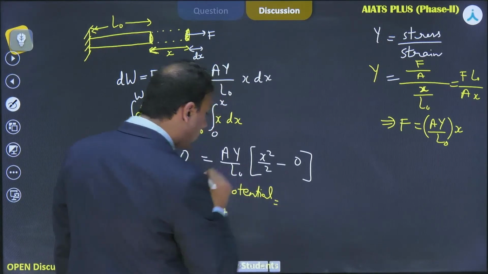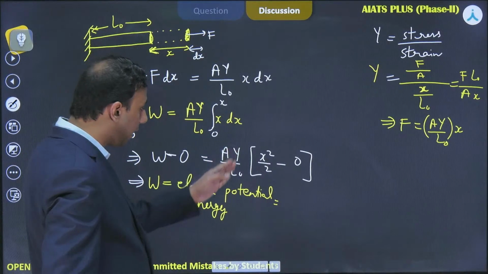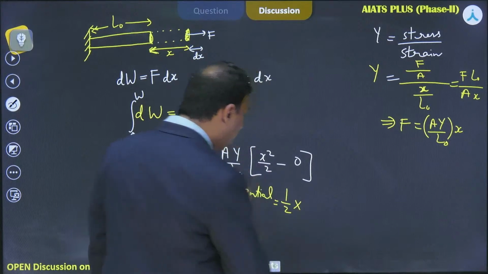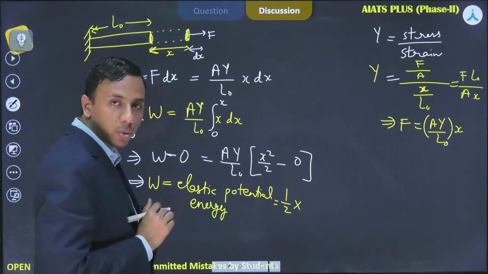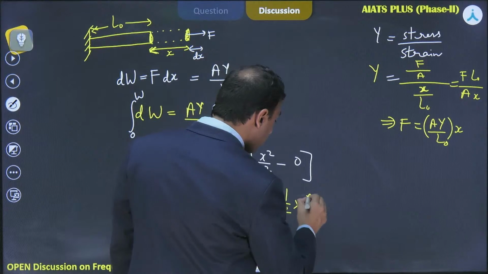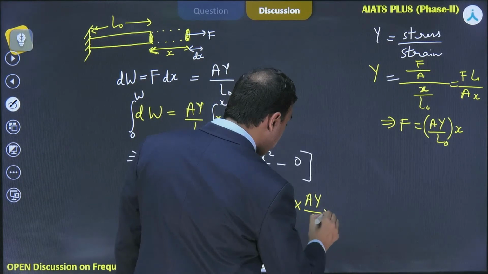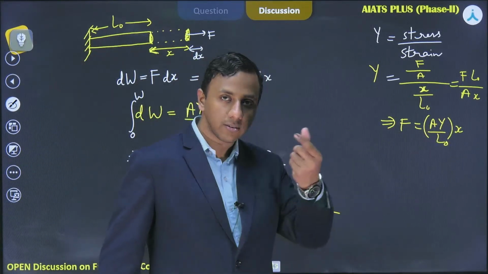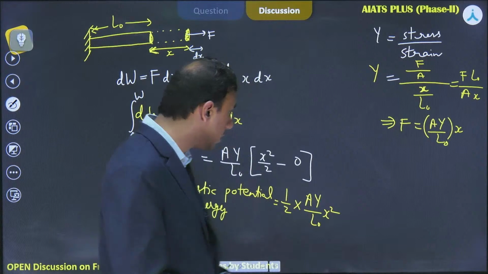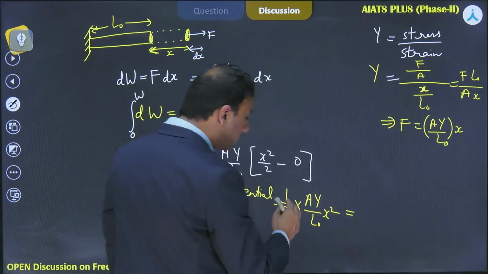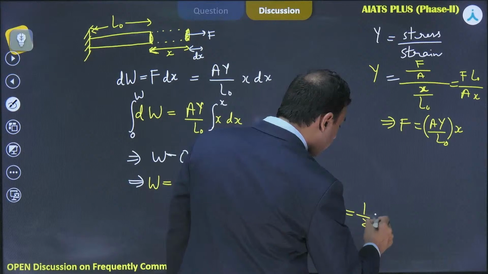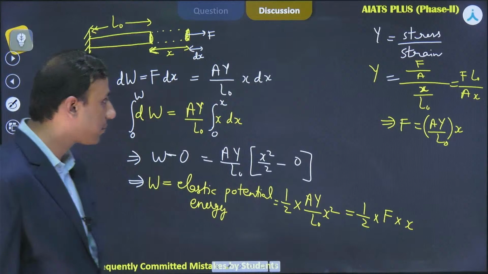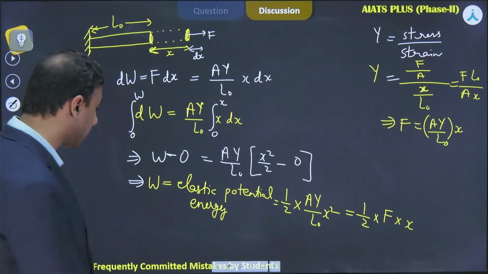Right? And what does the expression become exactly? AY by L naught into x square by 2, or half AY by L naught into x square, right? But just now you can see over there, AY by L naught into x. What does that term be equal to? It is equal to f only, right? So this expression becomes half into f into x. Okay? Half into f into x. All right?